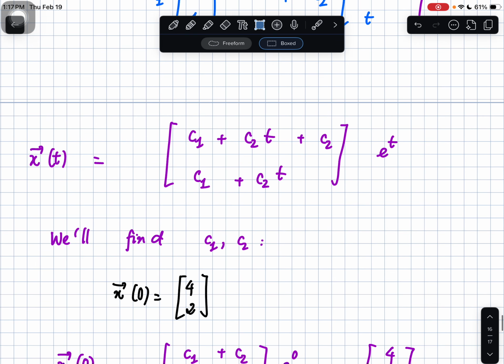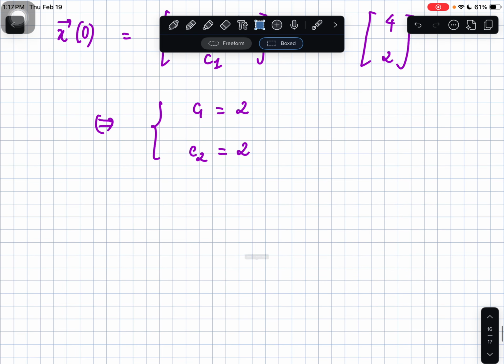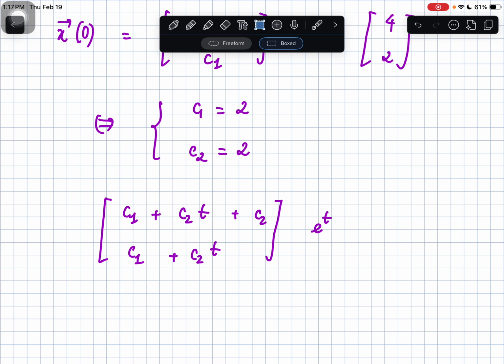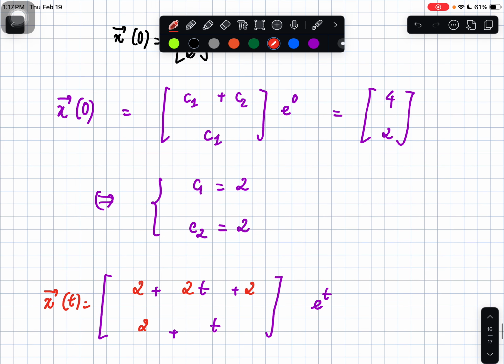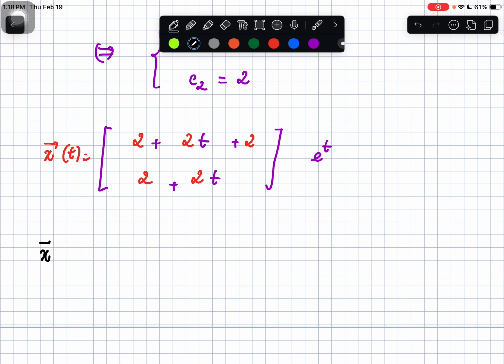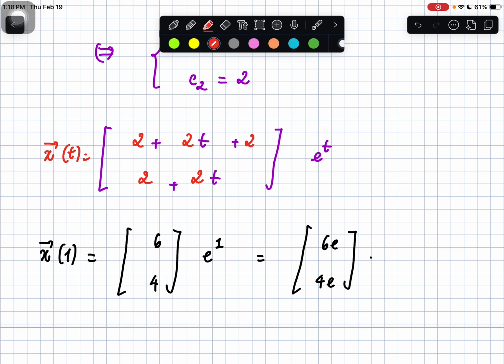So we know that the solution of the initial value problem will be x(t), when c1, c2 are 2, (2 plus 2t plus 2, 2 plus 2t) times e to the t. Now we need to compute x at 1. You plug in t equal to 1. 2 plus 2 plus 2 is 6, and 4, times e to the 1. So this is (6e, 4e). This is our final answer.